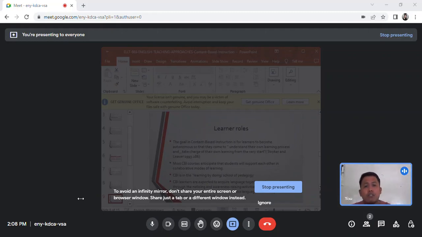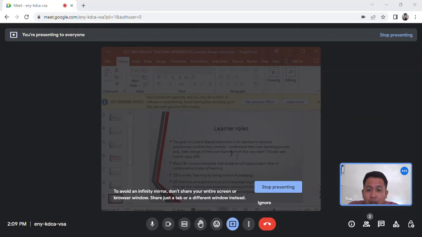The learner roles in content-based instruction. The goal in content-based instruction is for learners to become autonomous so that they come to understand their own learning process and take charge of their own learning from the very start. This is according to Stryker and Leaver 1993. Most content-based instruction courses anticipate that students will support each other in collaborative modes of learning.